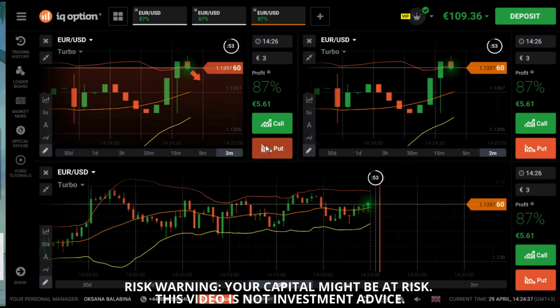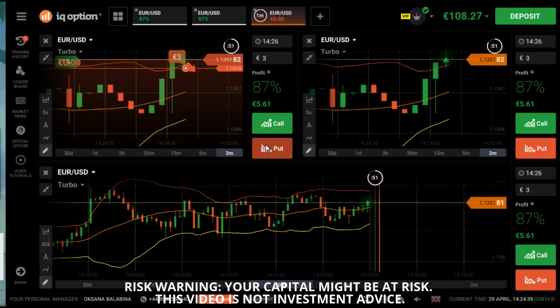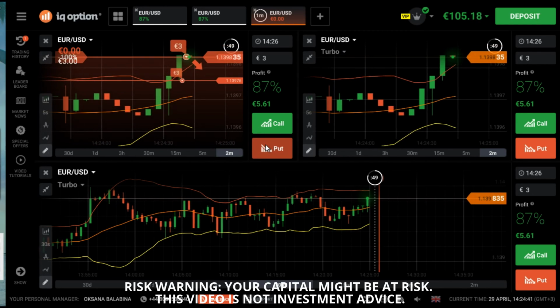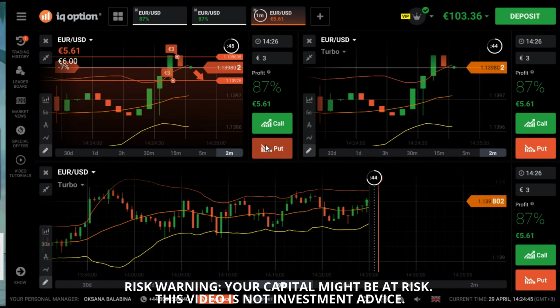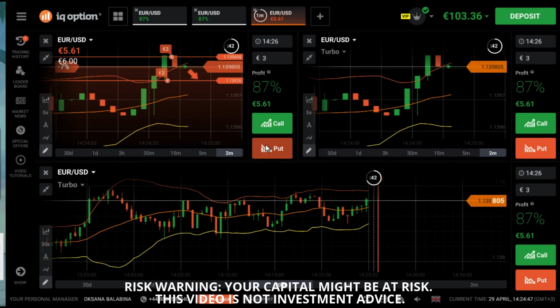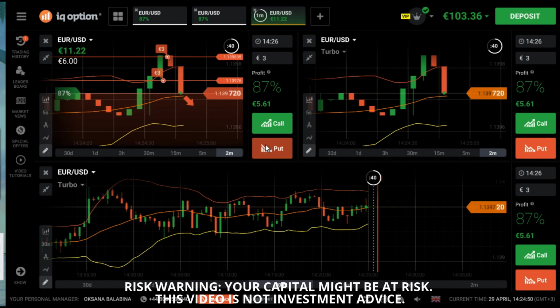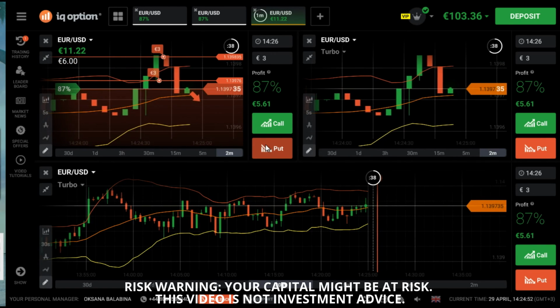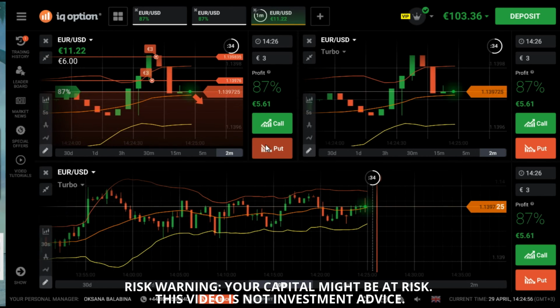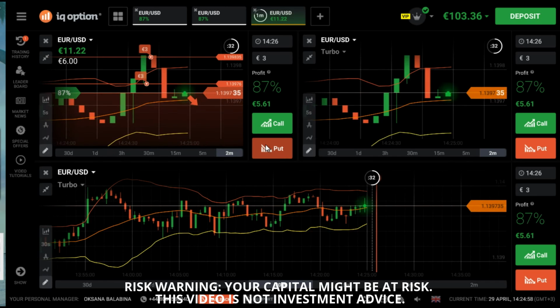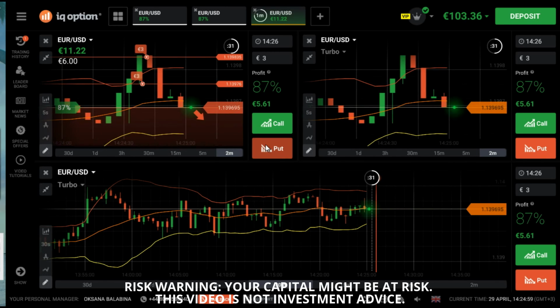Okay, here you go. Going for the reversal to the bottom, but yeah, green didn't grow this time. That was it. So it's working.